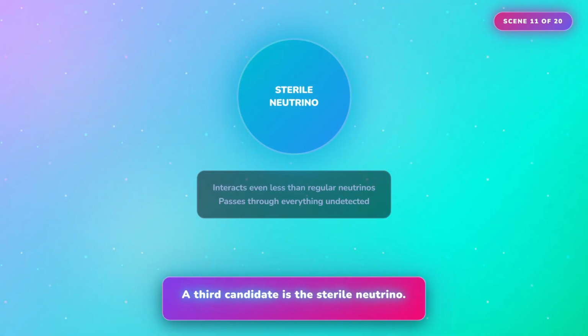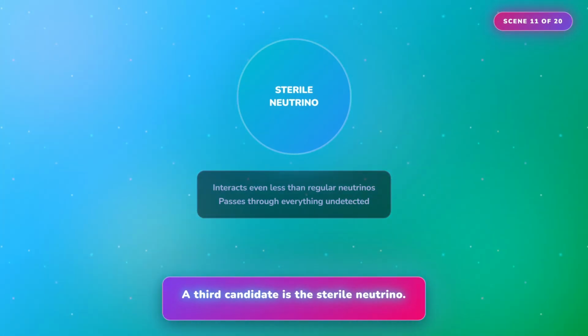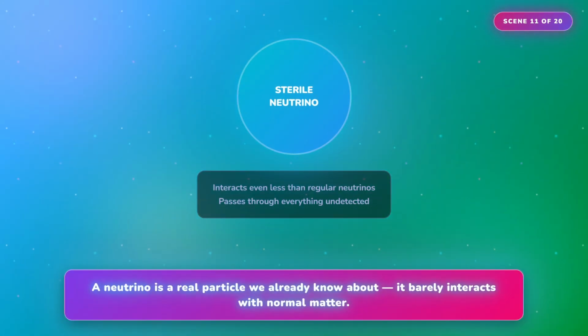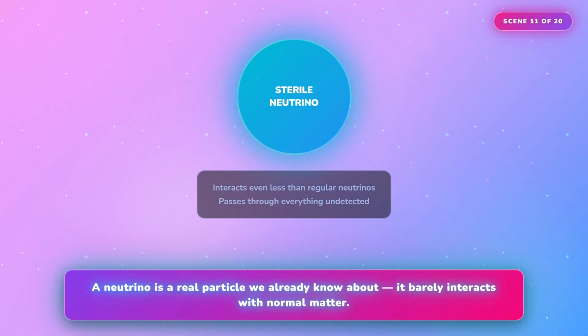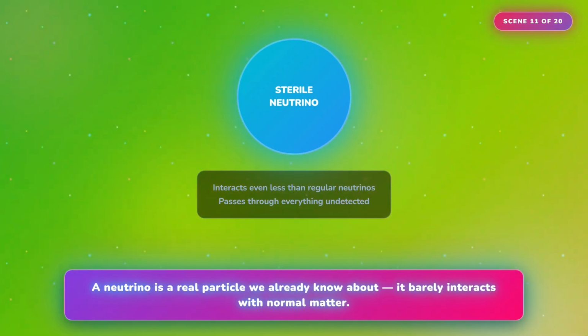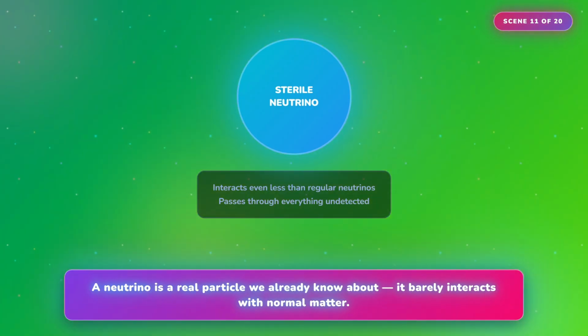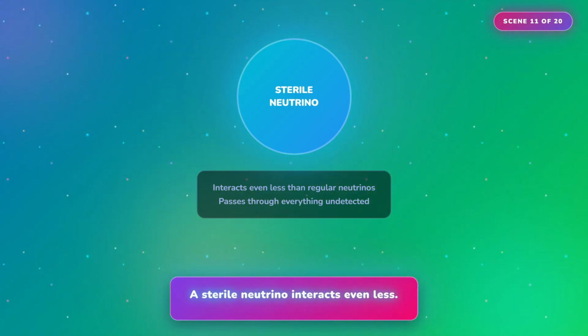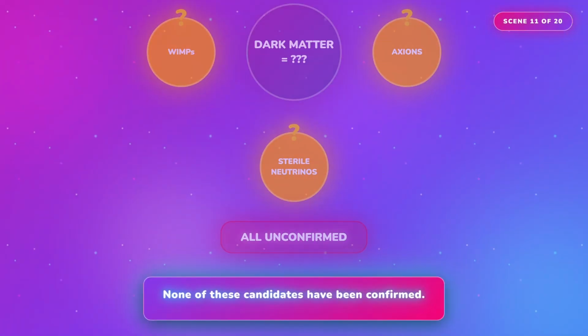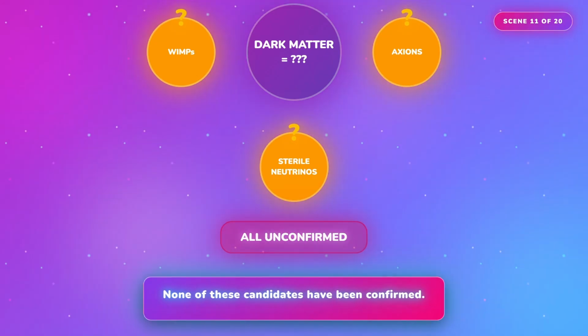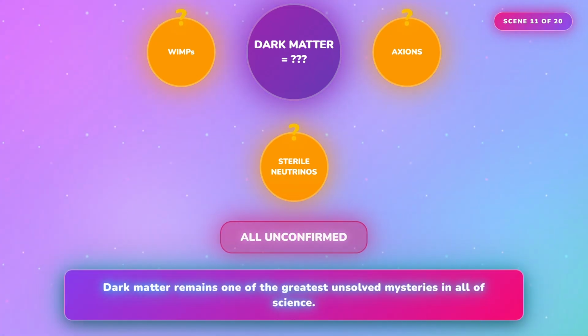A third candidate is the sterile neutrino. A neutrino is a real particle we already know about. It barely interacts with normal matter. A sterile neutrino interacts even less. None of these candidates have been confirmed. Dark matter remains one of the greatest unsolved mysteries in all of science.